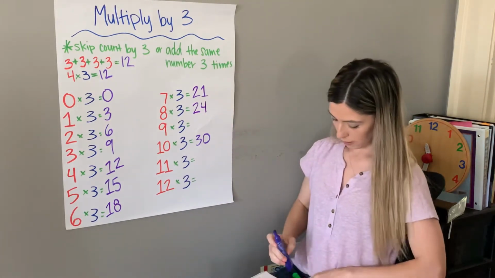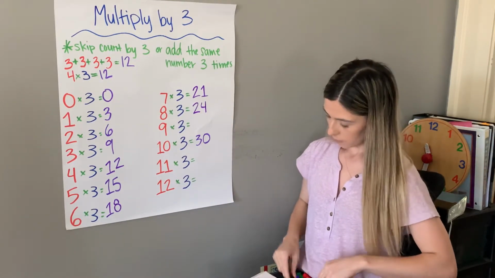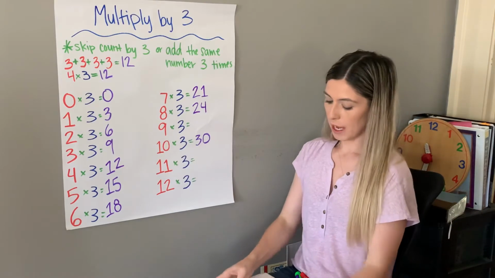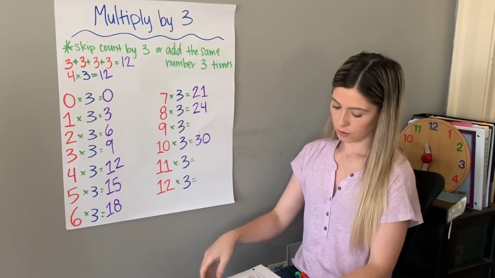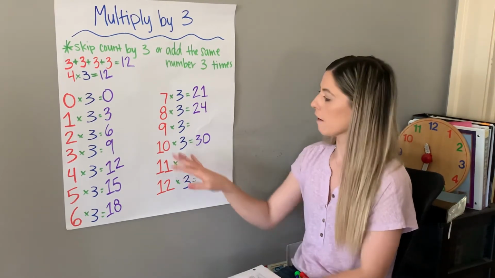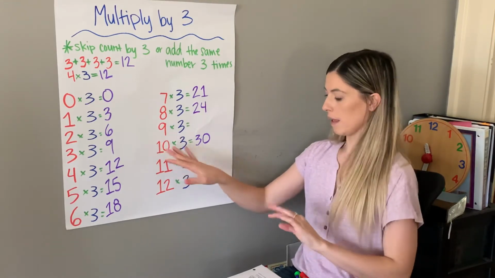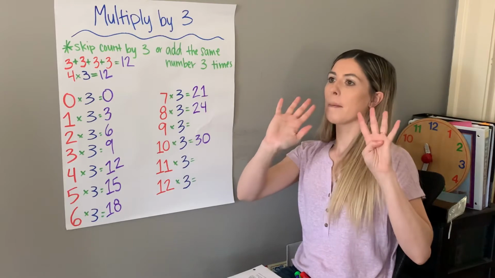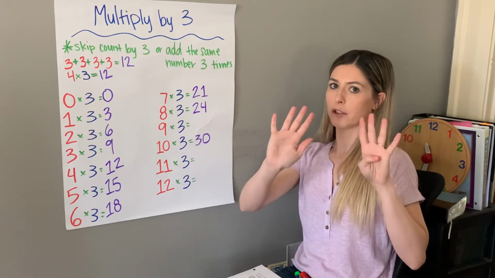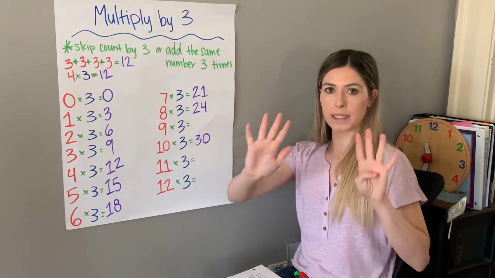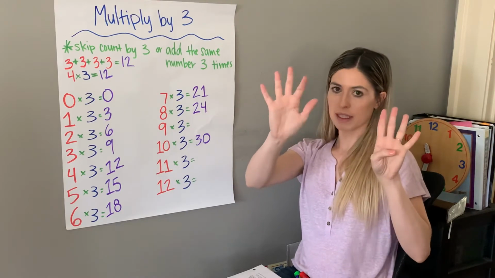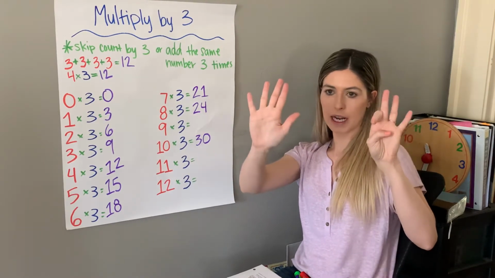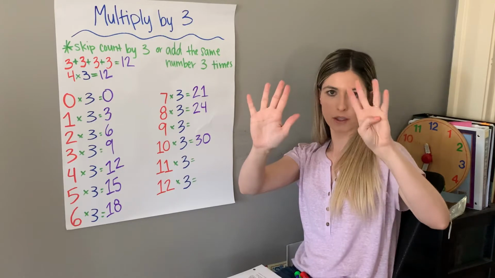9 times 3. I have a special trick for 9s that I will teach you next week or the week after. But let's count by threes on 9 fingers. So 3, 6, 9, 12, 15, 18, 21, 24, 27.